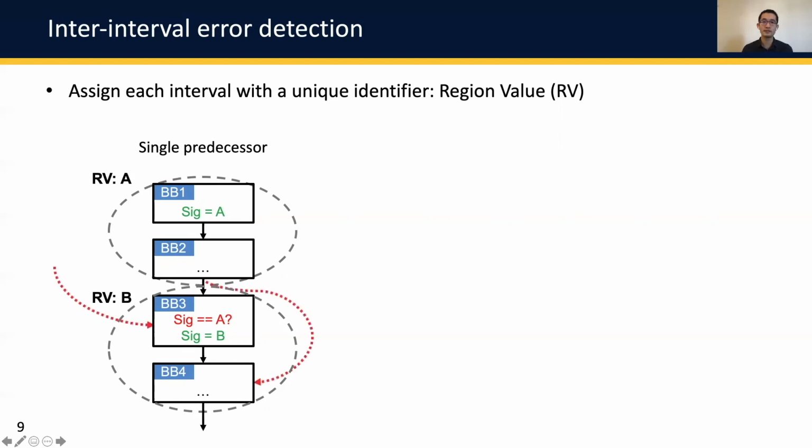If a branch arrives at an interval from somewhere other than its legal predecessor, or the control flow erroneously jumps to the middle of an interval, the signature will not be correctly set, so the checking instruction will detect these errors.